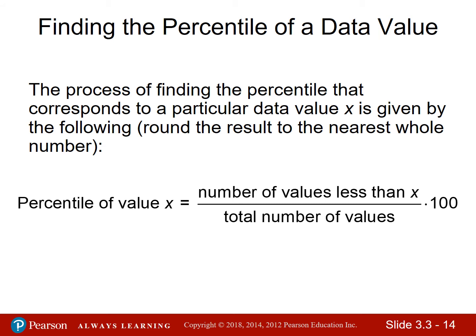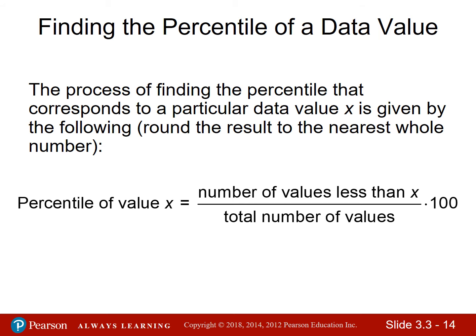Now, how do we find the percentile of a data value? The process of finding the percentile of a particular data value x is given by the following, and you round the result to the nearest whole number. So that's the rule, you have to round to the nearest whole number. Percentile value of x: you count the number of values that are less than x, divide by the total number of values, and you times by 100.